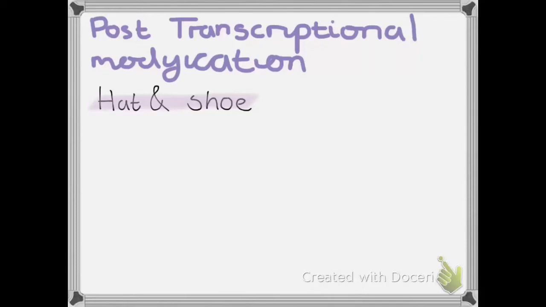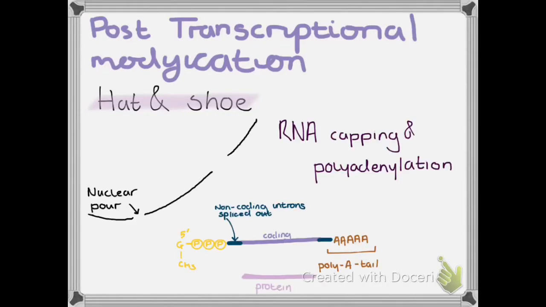So after transcription, you have an mRNA molecule that contains the introns, which are your non-coding regions. Well, that is if it's in a eukaryote. So that means that these non-coding regions have to be removed, and this is through something called splicing.